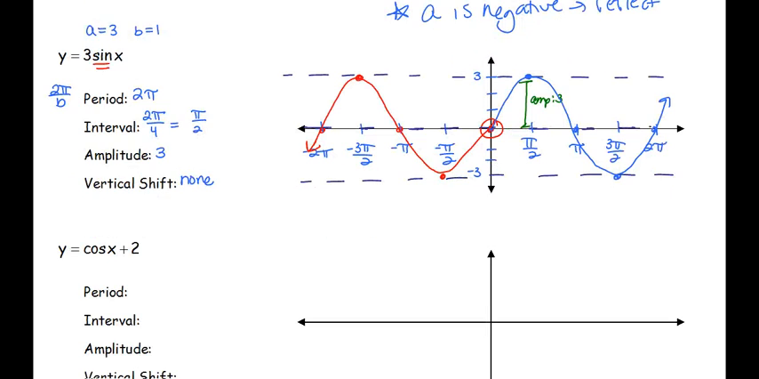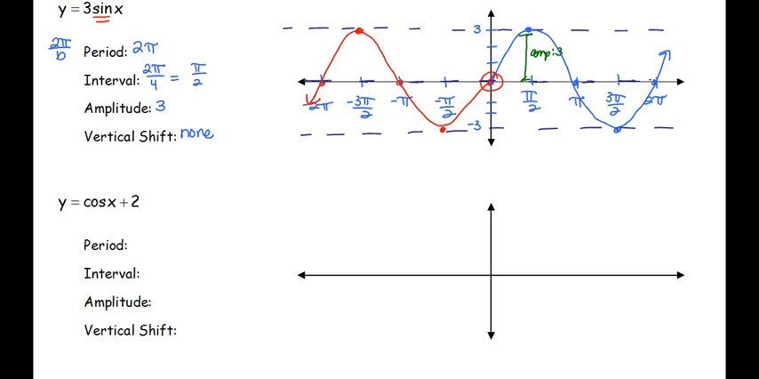Next graph, we look at cosine x plus 2. Here we see that we have an a value of 1, a b value of 2, and even though you may think this is your h, this is actually a k value of 2. If it was the h, it would be inside of parentheses. So no change to our period, no change to our interval. This time we have an amplitude of 1, but we have a vertical shift. Positive means that we're going to go up 2.